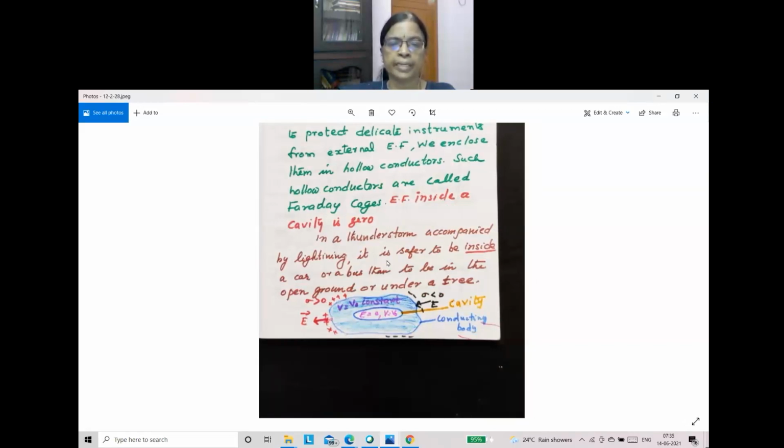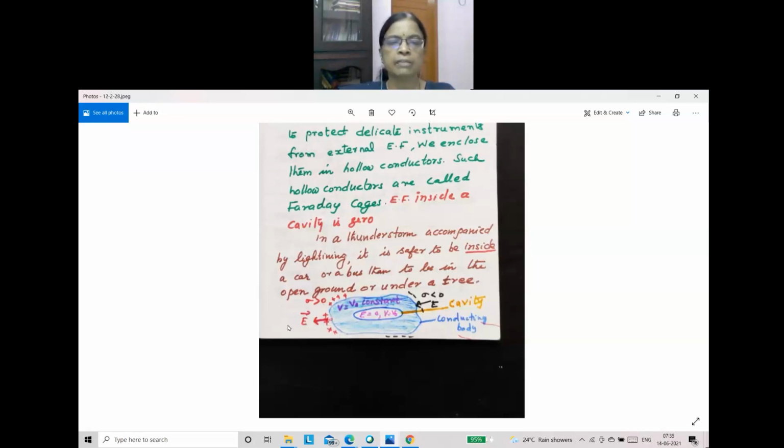In a thunderstorm accompanied by lightning, it is safer to be inside a car or a bus than to be in the open ground or under a tree. And you have seen a figure. There is a cavity here. Inside the cavity, electric field is zero. Potential will be constant. Externally, the positive charges are here, negative charges are here, and externally, depending upon this, there will be electric field.